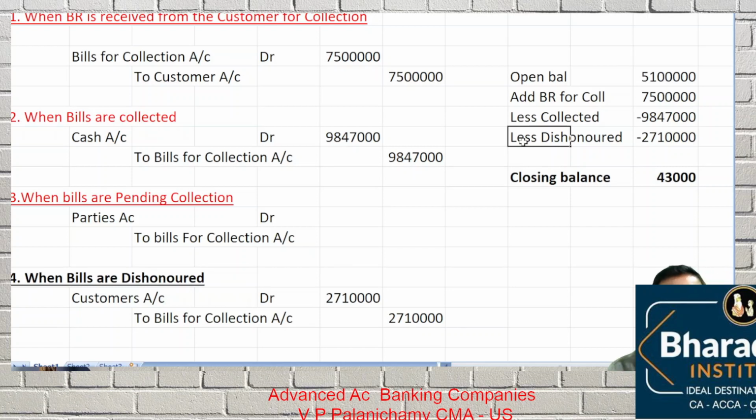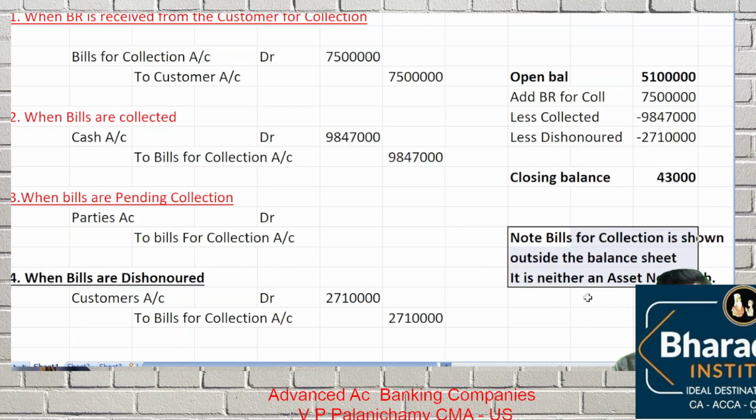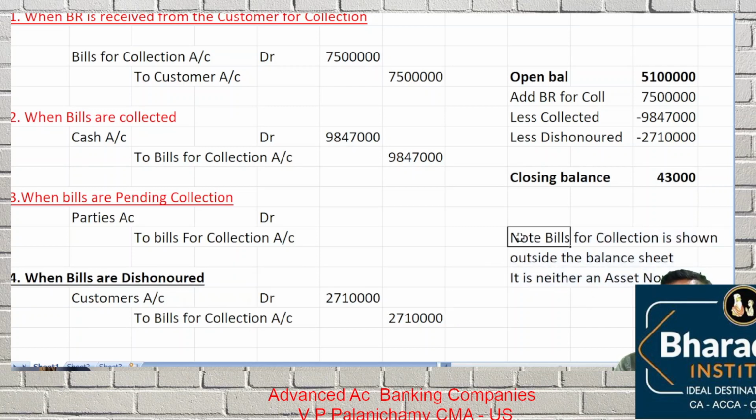It is an asset. Once the money is collected, is it your money? No, it is customer's money. You have to give it to the customers. It's a liability. So bill for collection is both an asset as well as a liability. Or I will say it is neither an asset nor a liability of the bank. Once collected, it should be given to the customer. So for a banker, it is not shown within the balance sheet. It is shown outside the balance sheet. It is neither an asset nor a liability, because on collection, we have to return to the customer.